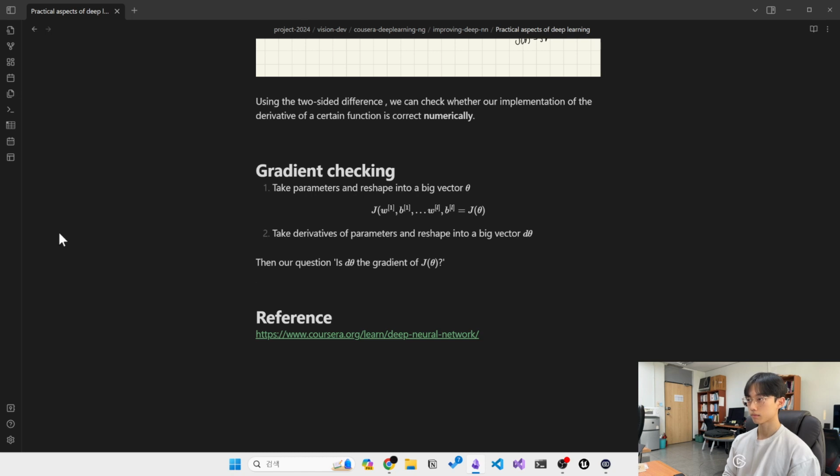So you compute this for every value of i, and at the end you end up with two vectors: d theta approx, which is the same dimension as d theta, and both of these are in turn the same dimension as theta. What you want to do is check if these vectors are approximately equal to each other.